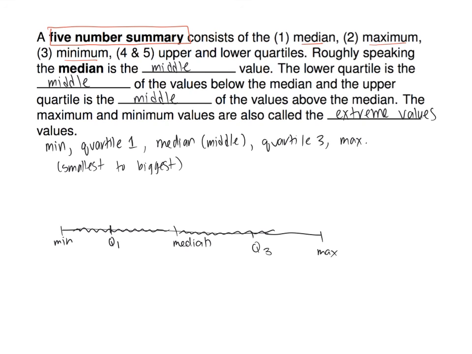Now those are called quartiles for a reason. You can see the word quarter in there, and that's kind of what they roughly speaking do. They divide the data into quarters. This is the first 25% between the min and quartile 1. From the min up to the median, that's the first 50%. Up to quartile 3 is the first 75%. And to the max gets, of course, obviously the whole 100%.